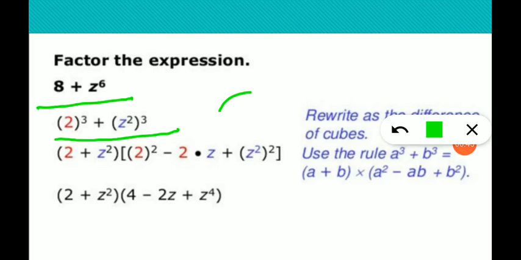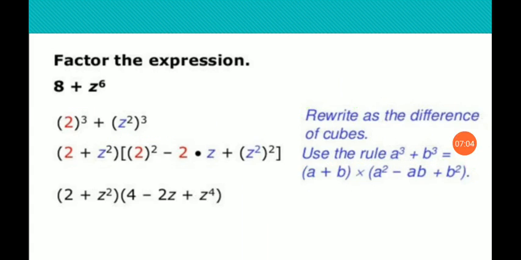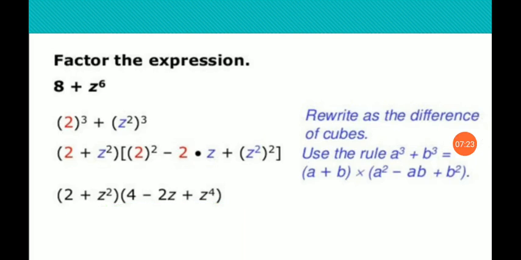So here our a becomes 2 and b becomes z square, and we will apply the rule a cube plus b cube, which is equal to a plus b into a square minus ab plus b square. After applying and solving, we will get 2 plus z square multiplied by 4 minus 2z plus z to the power 4 as the factors of the expression. Got it? Similarly, we can use it for minus also.